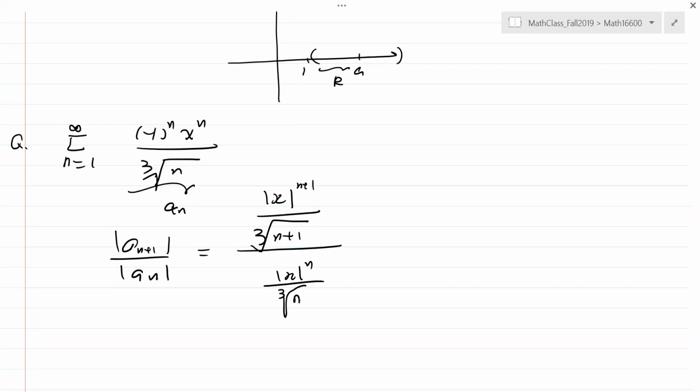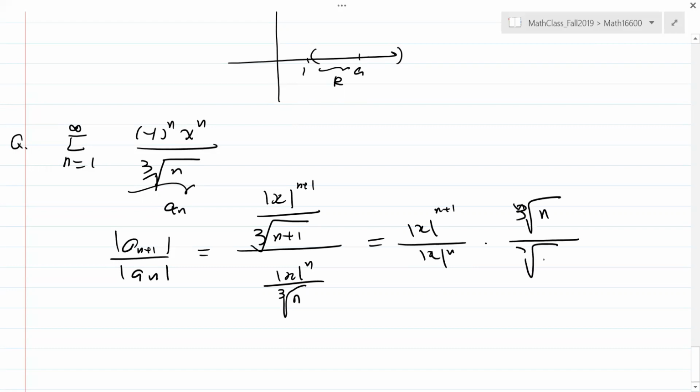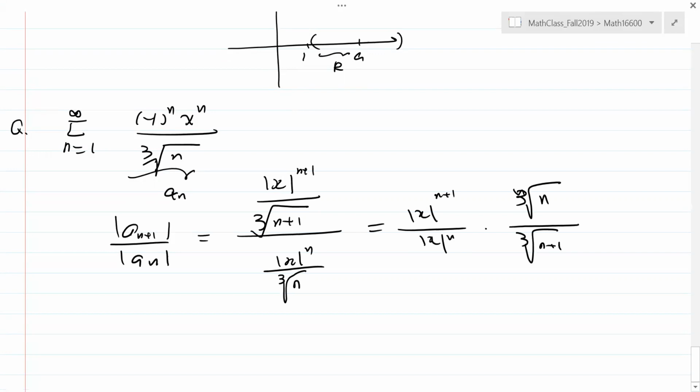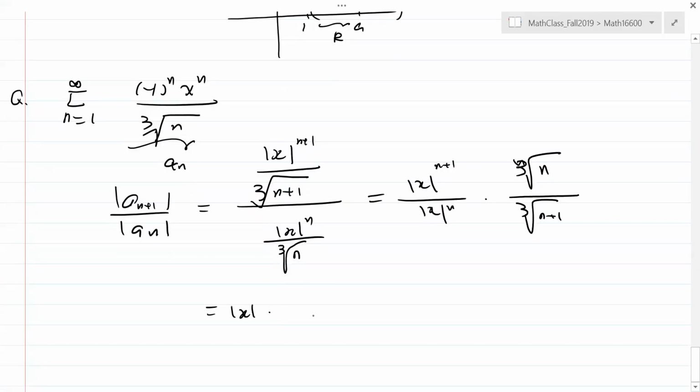All right, so now after simplifying, put x together, and you put the third root of those two terms. Now you simplify a little bit. You want to find the limit. So absolute x is here, and this is the third root of n over n plus 1, right? The third root of n over n plus 1 always converges to 1, because n over n plus 1 converges to 1. So my limit is just absolute x.